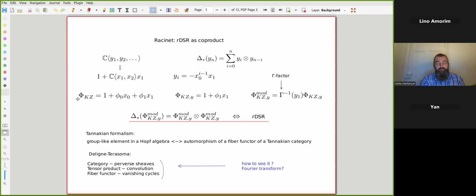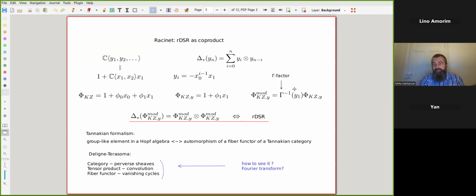Then we can present our Drinfeld associator, which is essentially symmetric with respect to x0, x1. So we present this component which lies in the right ideal generated by x0 and the right ideal generated by x1. Then we take only this part, so we exclude that part. We get this thing, and then we should modify it in this way, where gamma of y1 is something which depends on the associator as well.